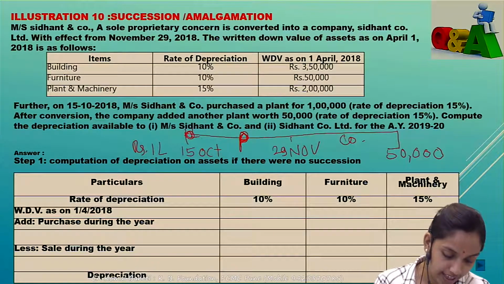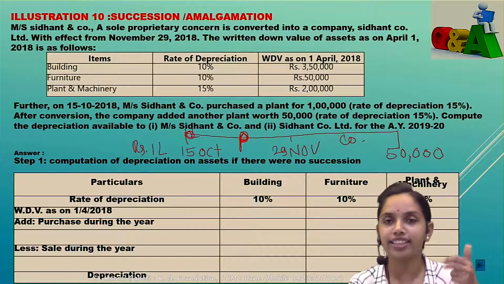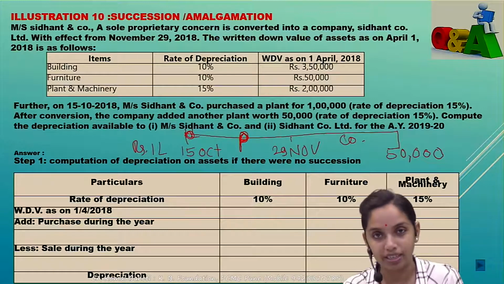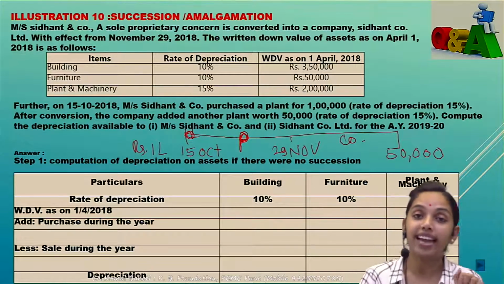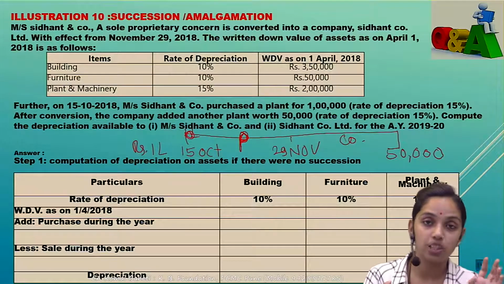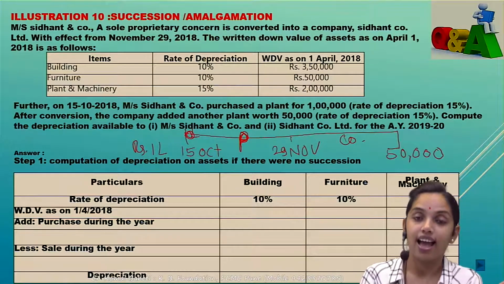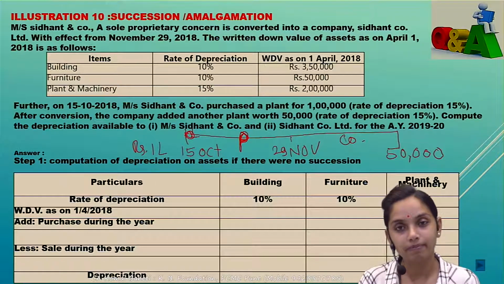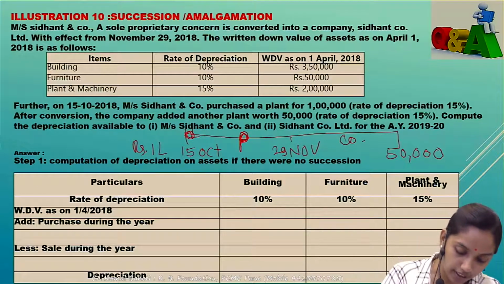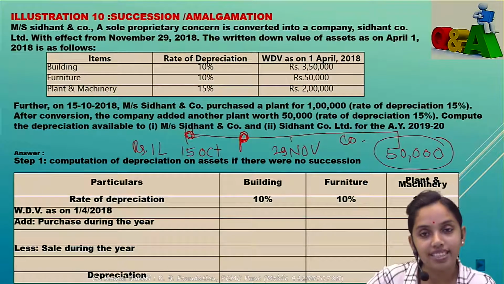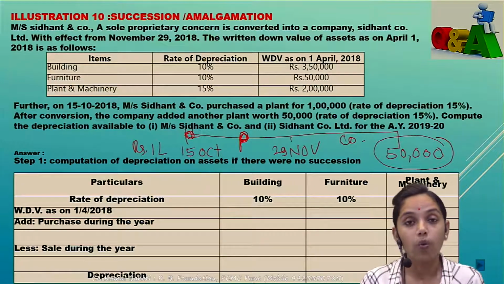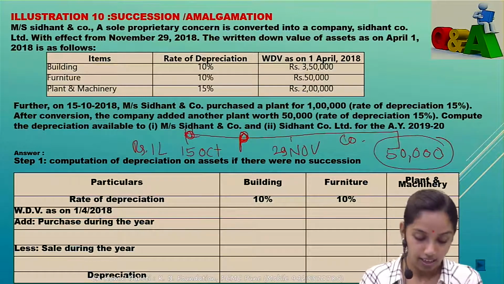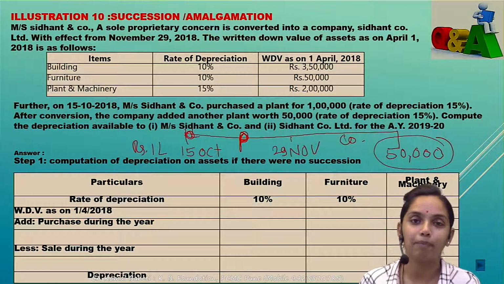Now the question could arise, how to compute the depreciation. So there are 3 steps. The first, calculate depreciation as if there is no amalgamation or there is no succession. Then calculate the number of days the asset is used by the successor and the predecessor. The third step, allocate the depreciation between both of them. But now there is a question. On this 50,000, whether the proprietary concern will get the depreciation? No. On this 50,000, only the successor company will get the depreciation.